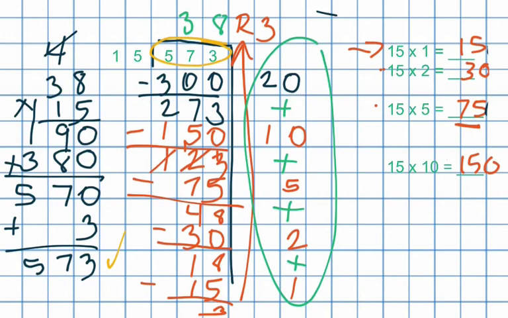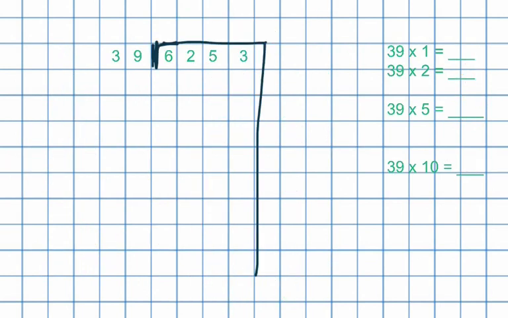All right, are you ready to try one more? Okay, this time we have a 4-digit dividend, and we're dividing by 39. What is 6,253 divided by 39?